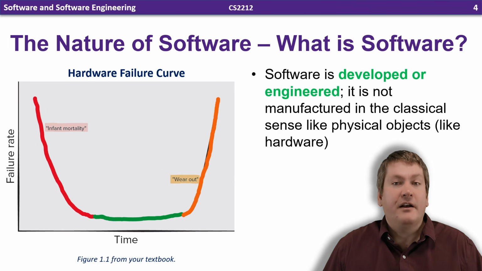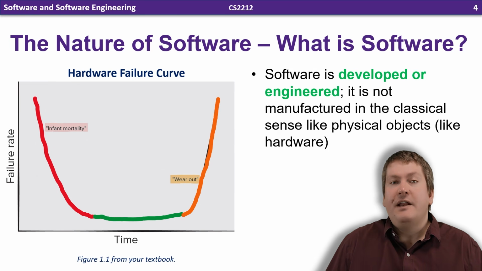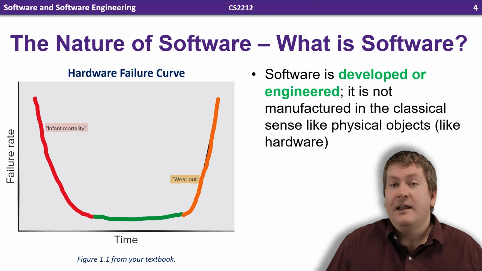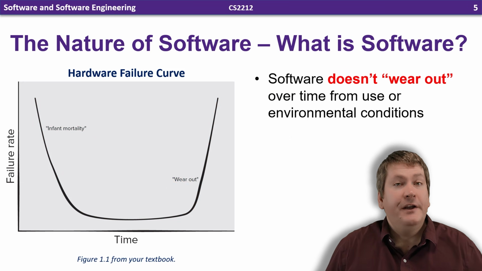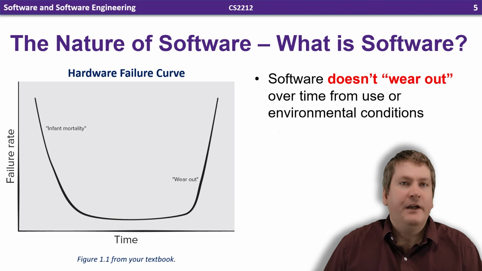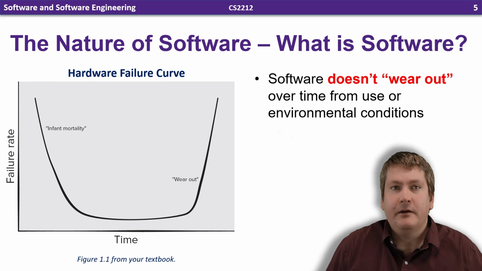Software, however, is not a physical object. It's not manufactured in the classical sense. It doesn't have physical parts that wear out. Failure for software is often a crash, data loss, or the program failing to run correctly. So what might the failure curve for software look like?